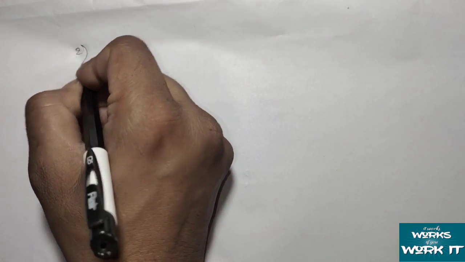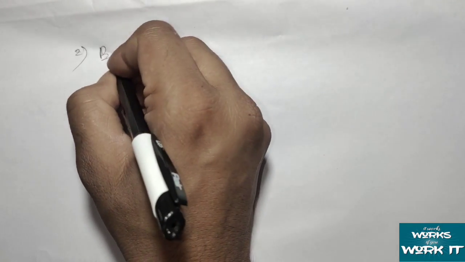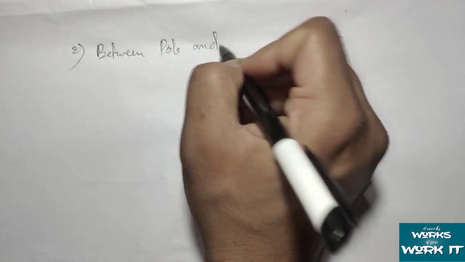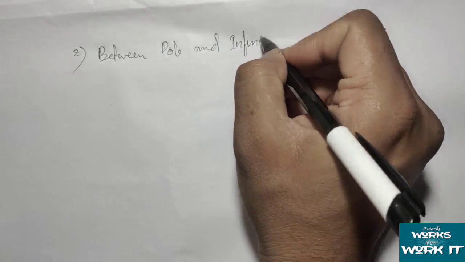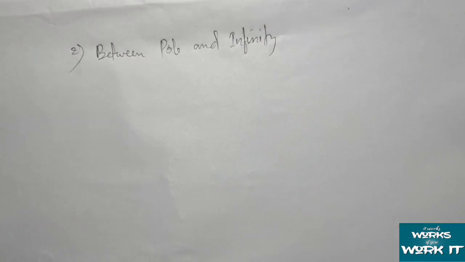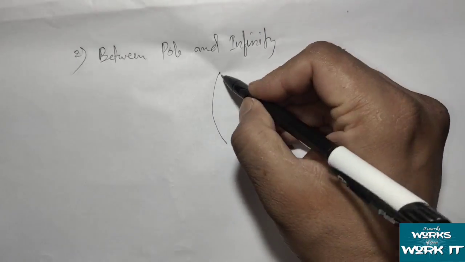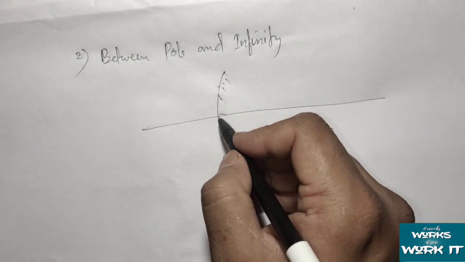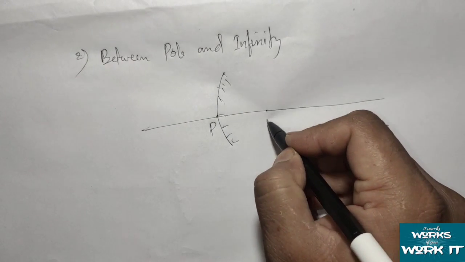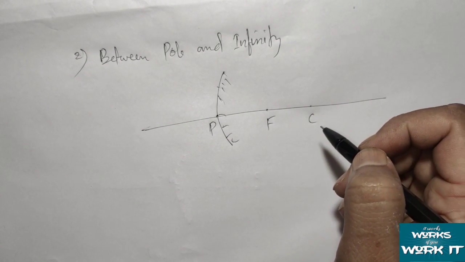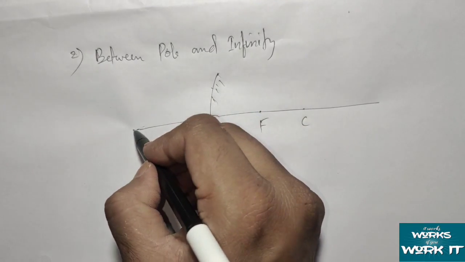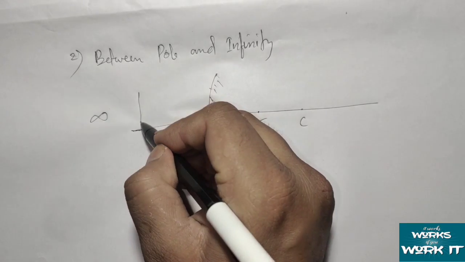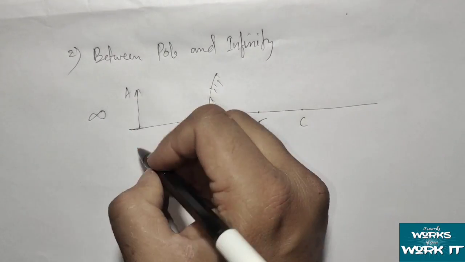So next, where is the object? Between pole and infinity. Okay, so now I will draw a convex mirror. This one is the principal axis, this one is the pole, this one is the principal focus, and this one is the center of curvature. So now where is our object? It is in between pole and infinity. So I will place the object here, that is AB.